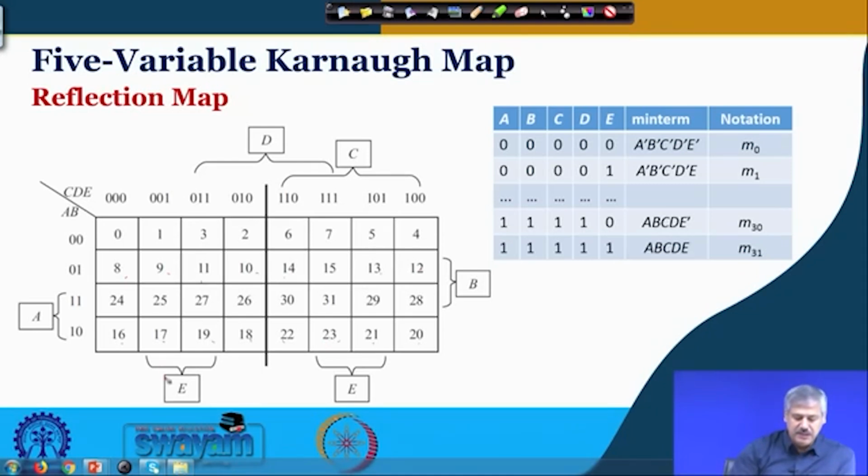The positions here show that D remains 1 over these 4 columns. That means a total of 4 into 4, 16. A remains 1 for these 2 rows, this row and this row. So, 2 into 8, 16. That is the thing that we use for the other variables.